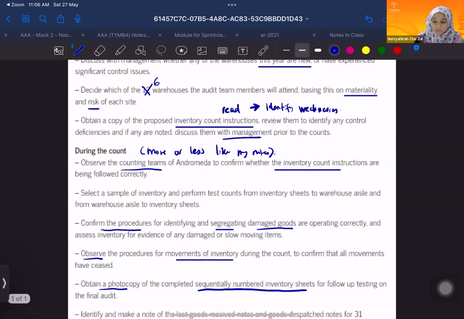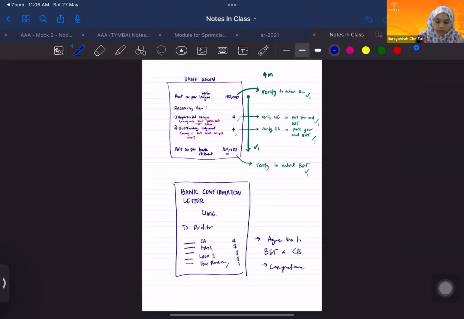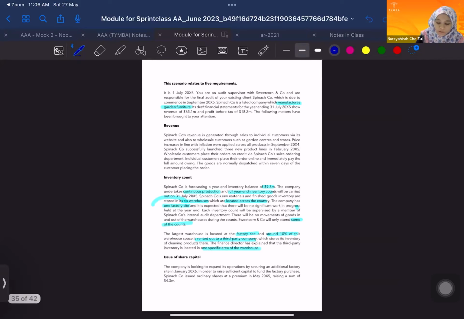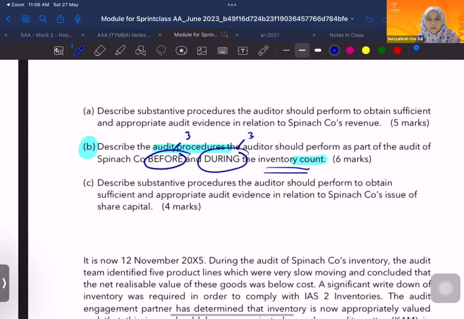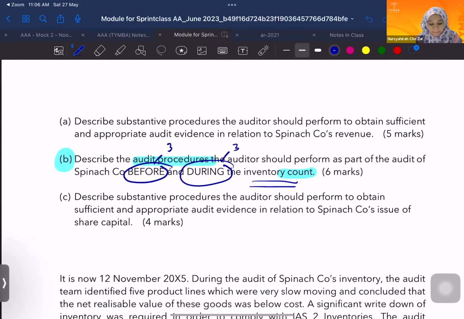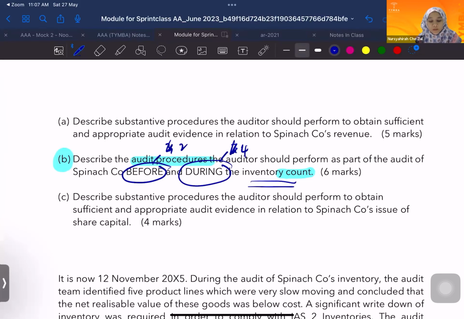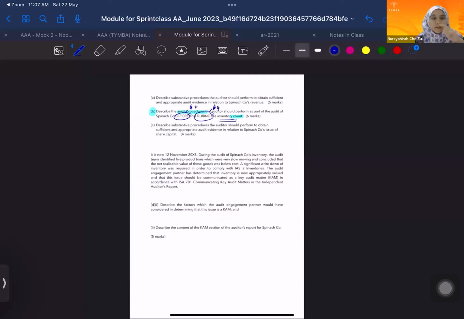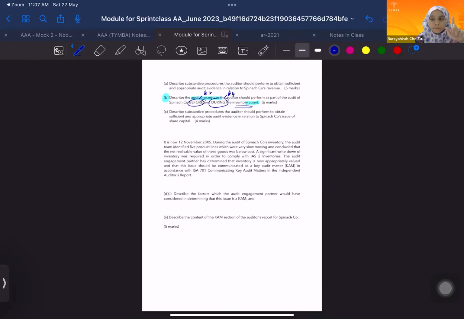If you want to put this as 4, this one 2, yes, you can. Please do so. Okay, done. That one is before and during the count. Okay, one more. I know you want to break, but one more. We look into substantive procedure for inventory. Hold on.